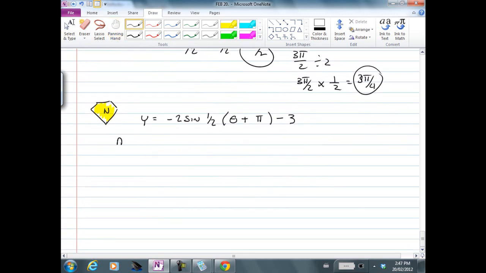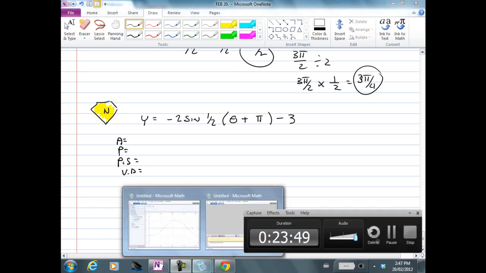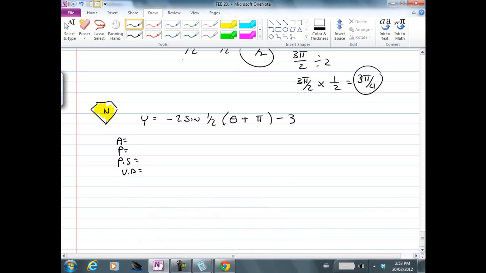What is your period? Phase shift. Vertical displacement. Once you get these, I want to see who can draw it. Good luck, all these with full work. P is for period, yep. To save time, I'm just going to go over the answers. The amplitude is 2. Your period is 4 pi. Phase shift, negative pi. Vertical displacement, -3.